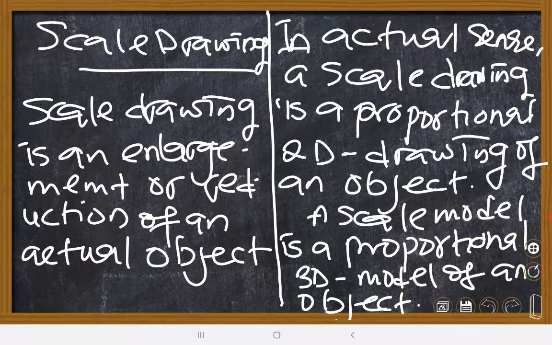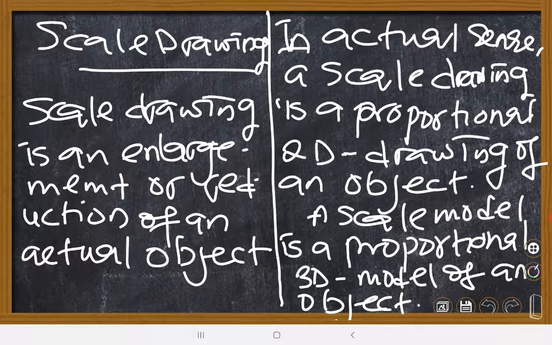So in actual sense, a scale drawing is a proportional two-dimensional drawing of an object. When you draw an object, or when you reduce a two-dimensional object, you are doing scale drawing. Do you understand? For example, if I have a rectangle whose size is 3 meter by 3 meter and I reduce it to a smaller rectangle of 3 centimeter by 3 centimeter, I have done a two-dimensional drawing of that rectangle.